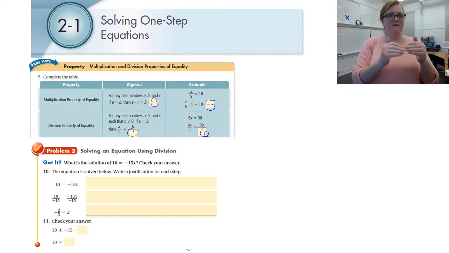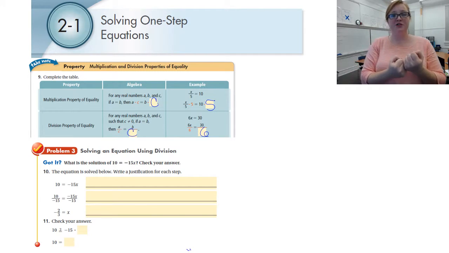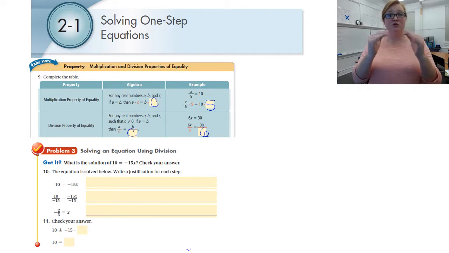Problem 3, solving an equation using division. What is the solution of 10 is equal to negative 15x? Check your answer. Number 10, the equation is solved below. Write a justification for each step. Pause the video right now and write in your notes. The first step justification is write the original equation.